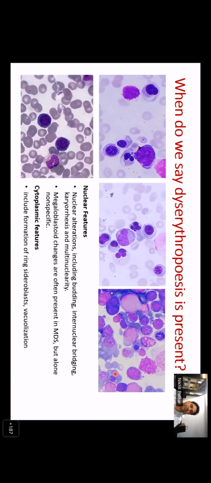When do we say dyserythropoiesis is present? There are largely two forms of dyserythropoiesis. One, nuclear features, in which there are nuclear alterations such as nuclear budding. You can have these irregular nuclear membrane-like forms. You can have asynchrony of nuclear or cytoplasmic maturation. So this should be a reticulocyte, but its nucleus is still persistent.